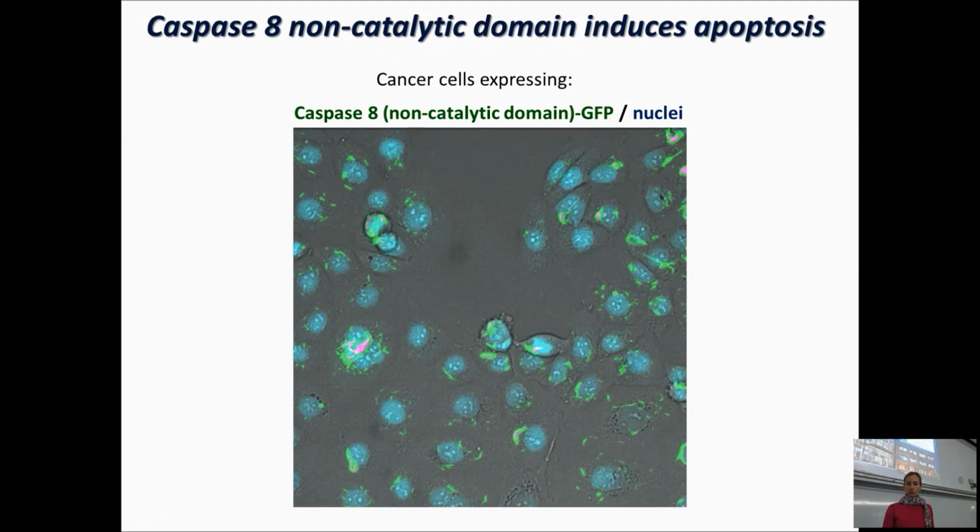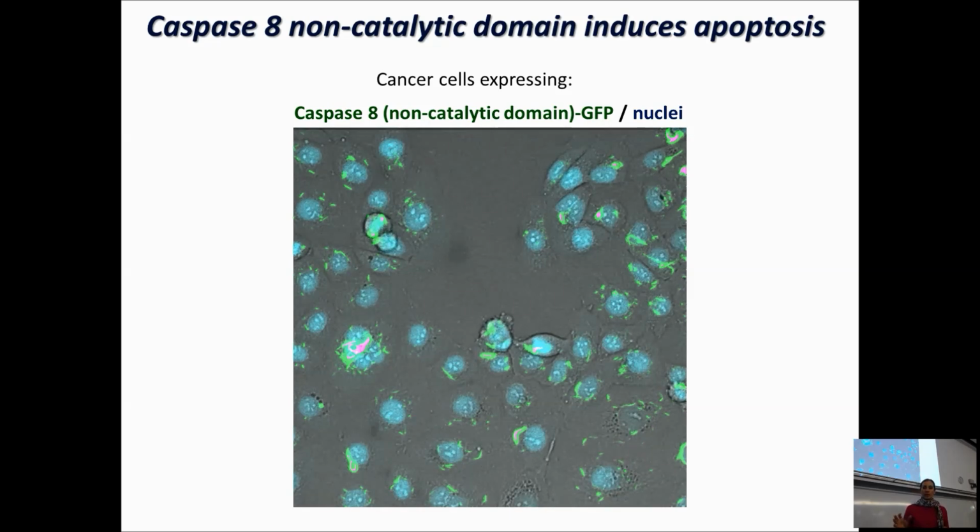Then next, I moved to University of California, San Diego for my postdoctoral training. And one of the projects I was involved in was understanding a domain of a protein called caspase-8. And well, caspase-8 is known to promote apoptosis through a catalytic domain, but what we found is that the non-catalytic domain of caspase-8 could also trigger apoptosis.